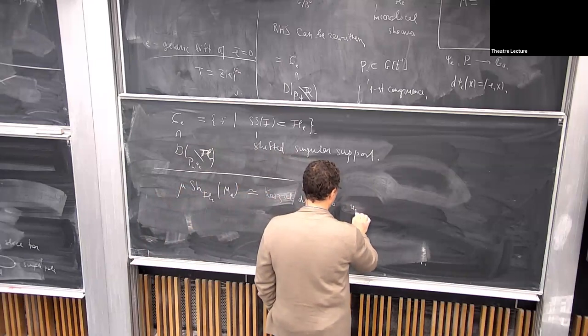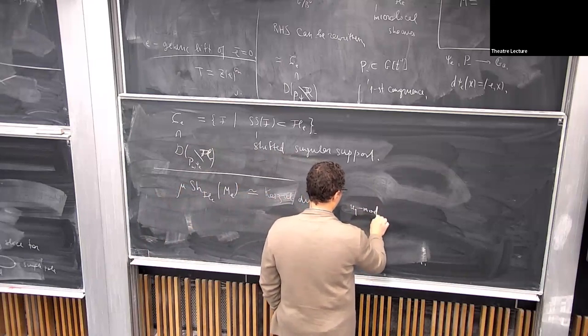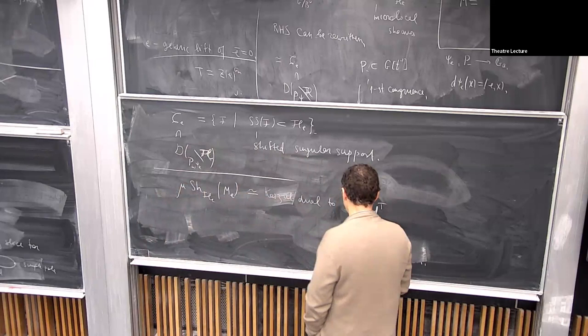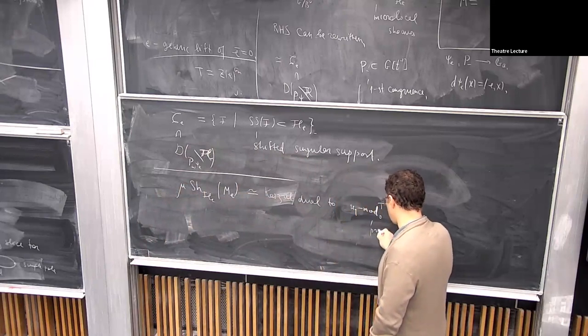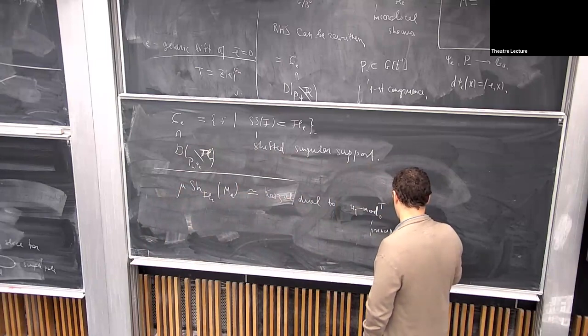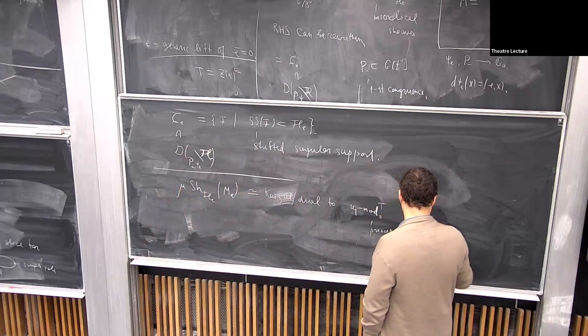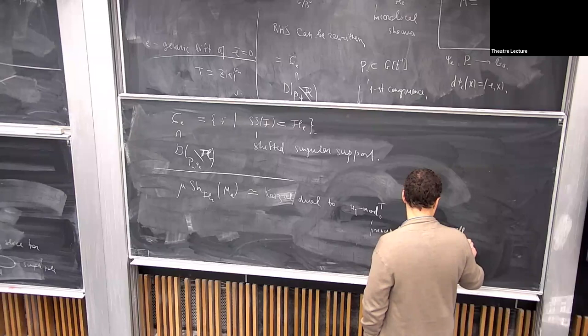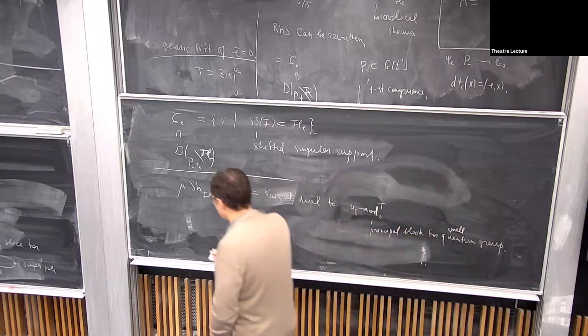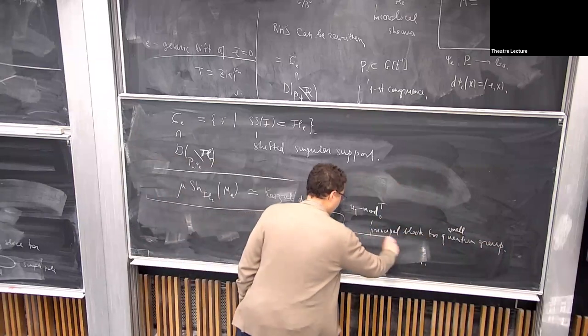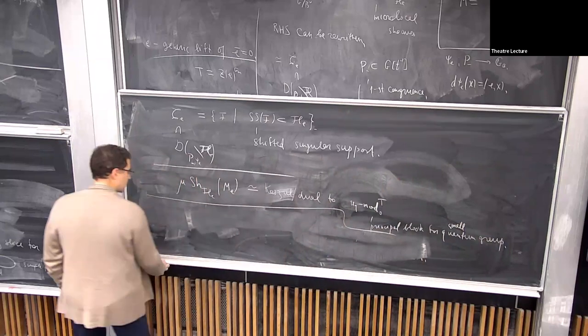Modules, graded modules, and so it's a principal block for the small quantum group. In the remaining two minutes, I'll give a proof idea and mention some limitations.